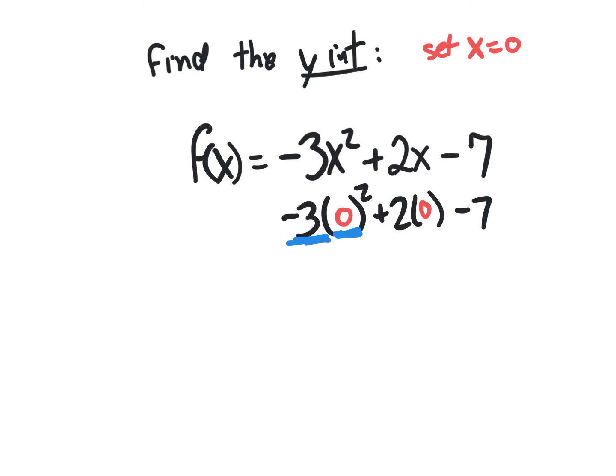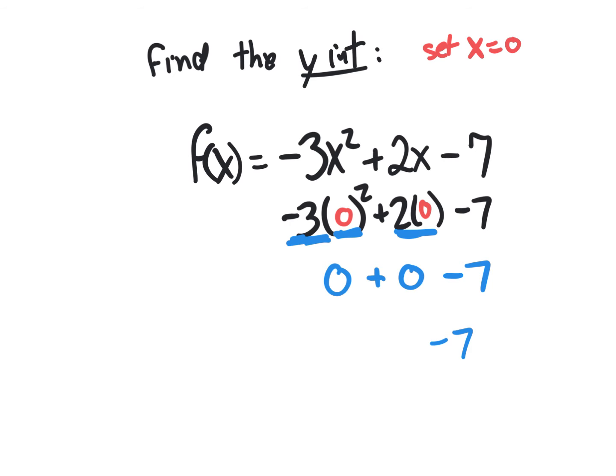That would cause things to become 0, right? 0 squared is 0, -3 times 0 is 0, so you have 0 plus, and then 2 times 0 is 0, and then bring down the -7. So at the end of it all, your y-intercept will be -7, right? In other words, your parabola will cross the y-axis at -7.